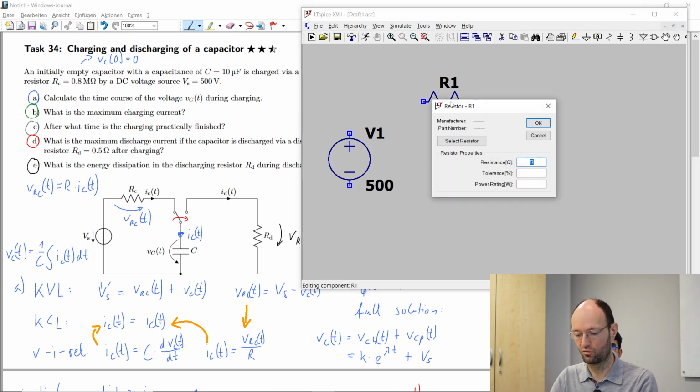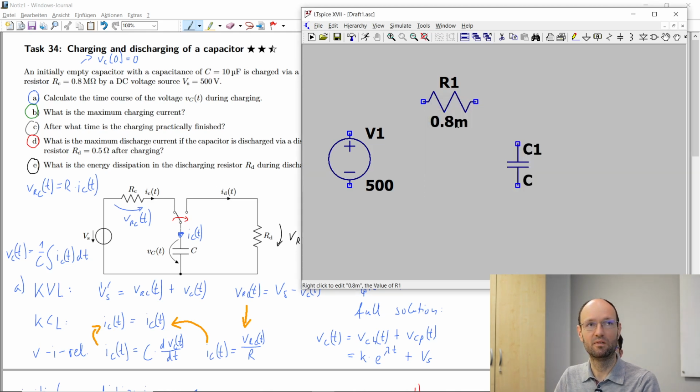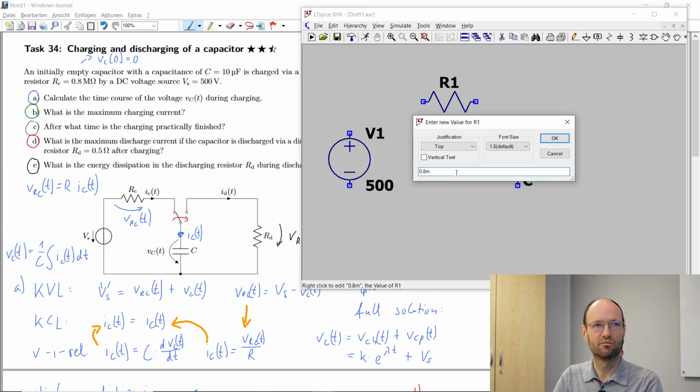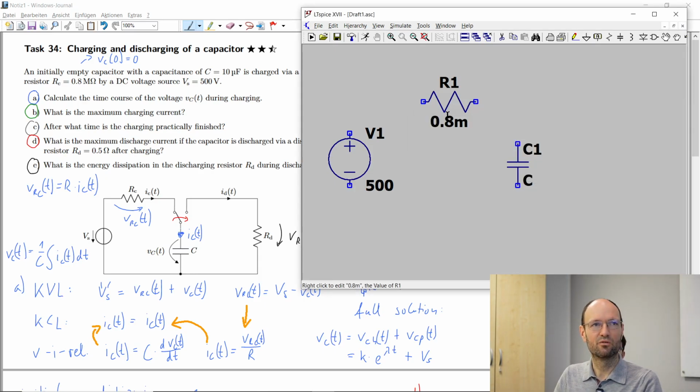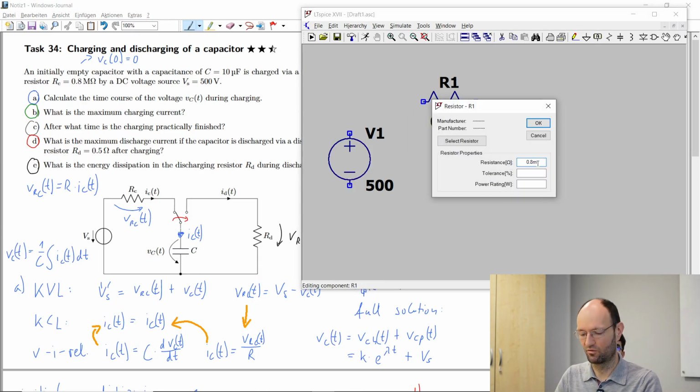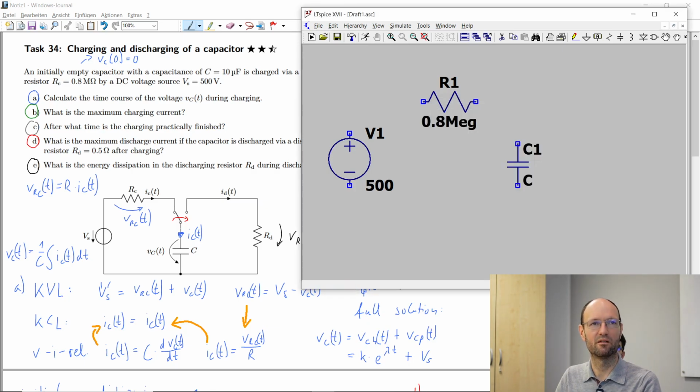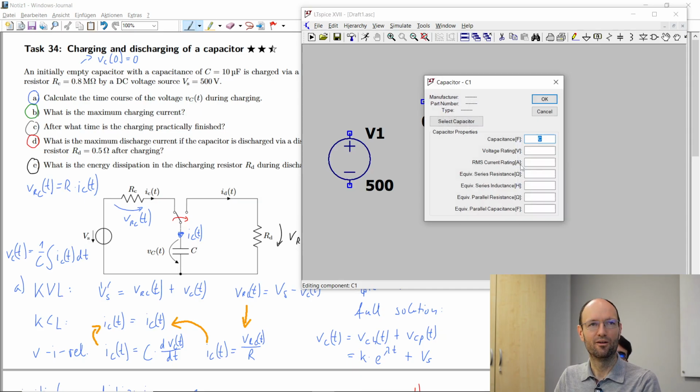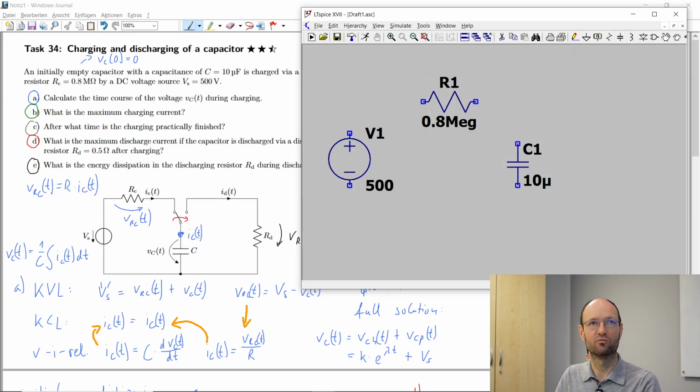I will set this to 0.8 mega. Even from the capital R, it does a lowercase m, it does a lowercase m, and this would be milli. So if you want to have mega, this is always confusing in this program, you need to write meg. You need to know this. And the capacitance is 10 micro. If you write lowercase u, it will turn into micro.